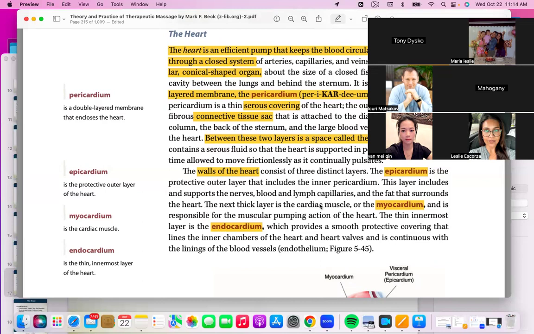Now the thick layer of cardiac muscle is called the myocardium. So cardium from heart, myo from muscle. It's responsible for the muscular pumping action of the heart. That's the only muscle in the whole body that never stops. And then the innermost layer is called the endocardium, okay? Epi is above, outside; endo is in. It's the deepest layer, a smooth, protective covering that lines the chambers of the heart, the valves, and it continues with the lining of the blood vessels as well.